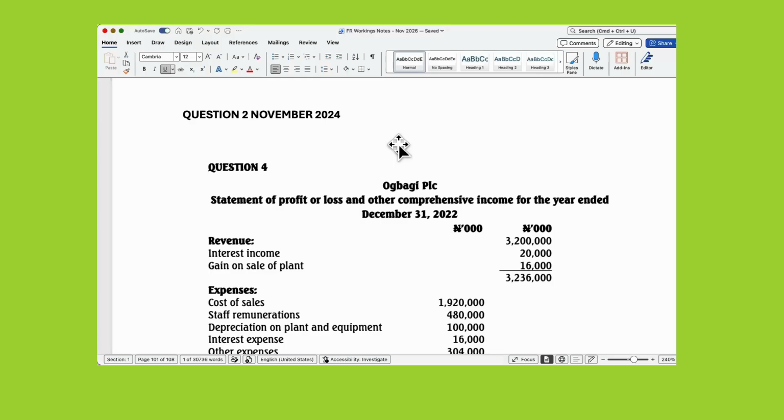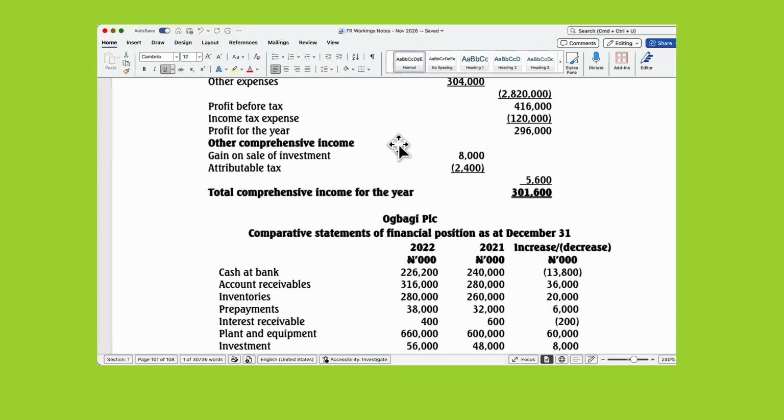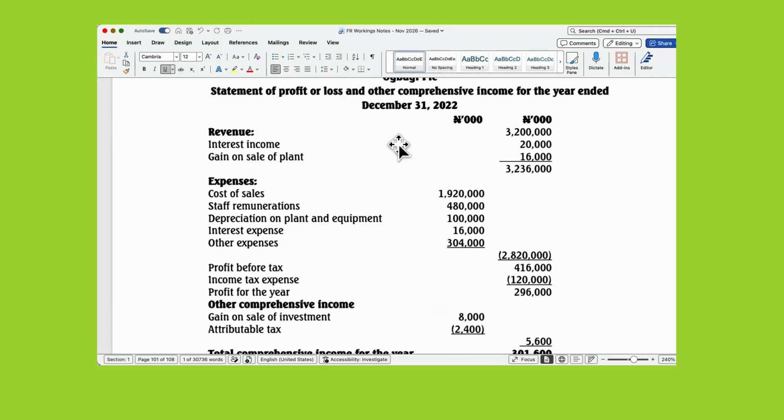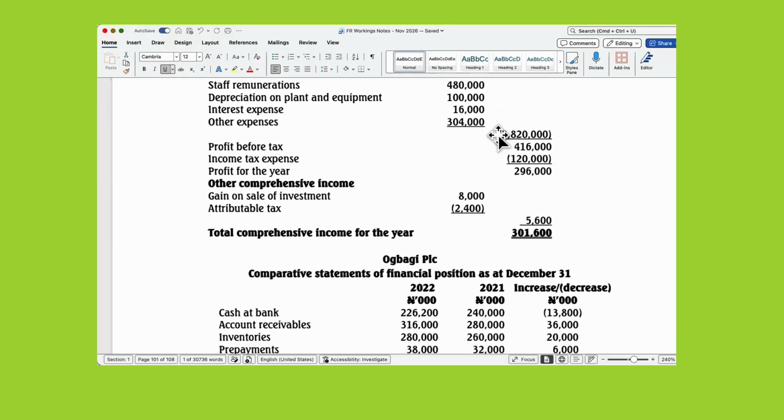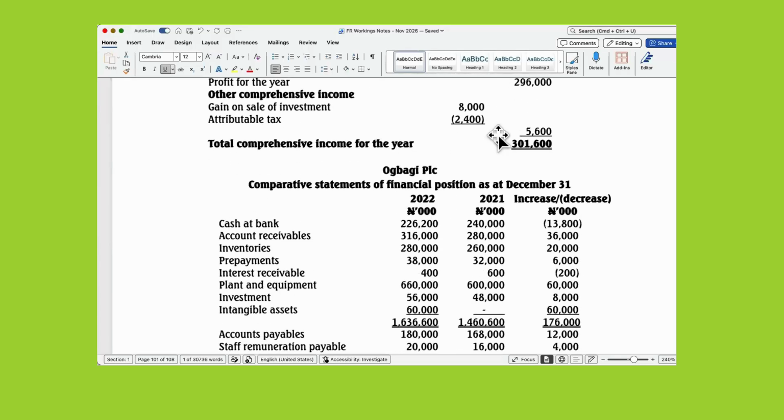So for today, there's this question. We're given a statement of profit or loss and other comprehensive income. We're also given a statement of financial position for 2 years. I already told you that. There is no way you can prepare a statement of cash flows if you are not given 2 years' statement of financial position. Otherwise, you won't be able to do your movement in position.